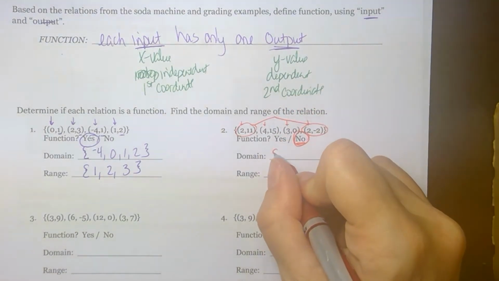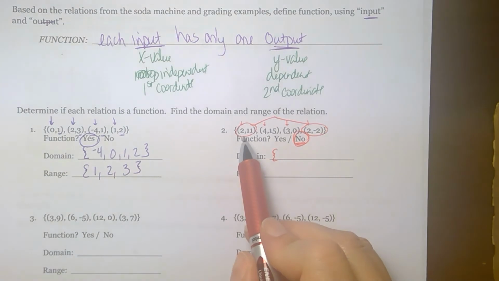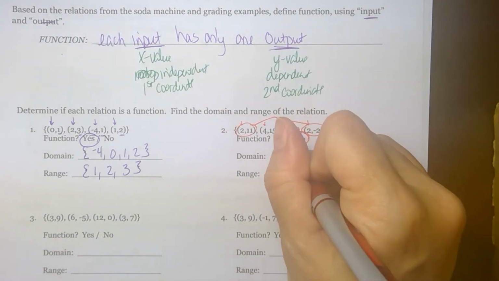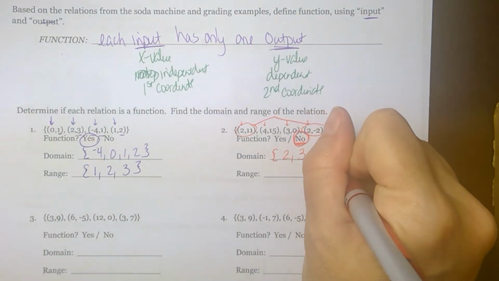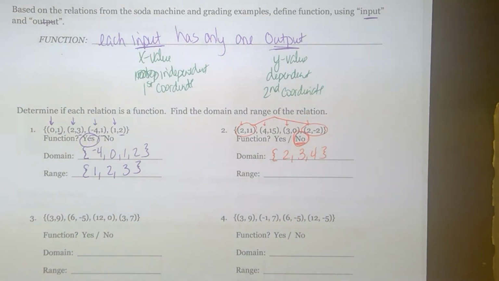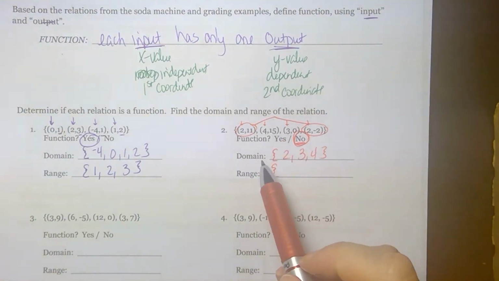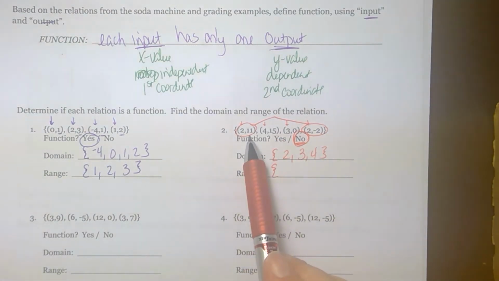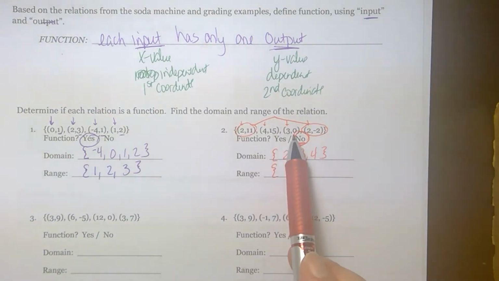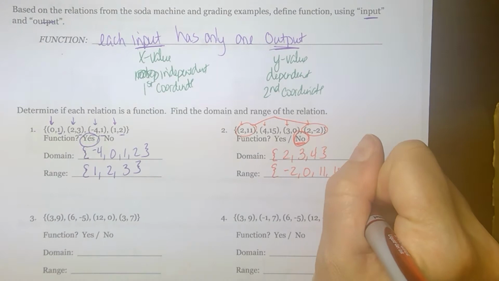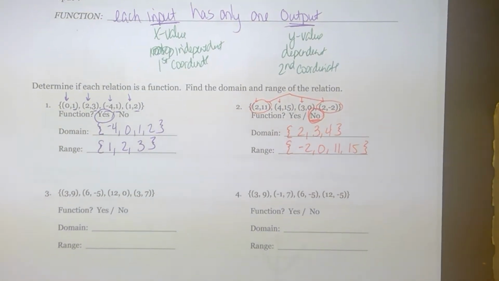Now when I list domain and range, I do it just like the other problem. My x values are 2, 4, 3, 2. So I list 2, 3, 4. I chose to do it least to greatest. You don't have to. I do not list 2 more than one time. My range is my set of y values. My range is 11, 15, 0, negative 2. From least to greatest, it would look like that.